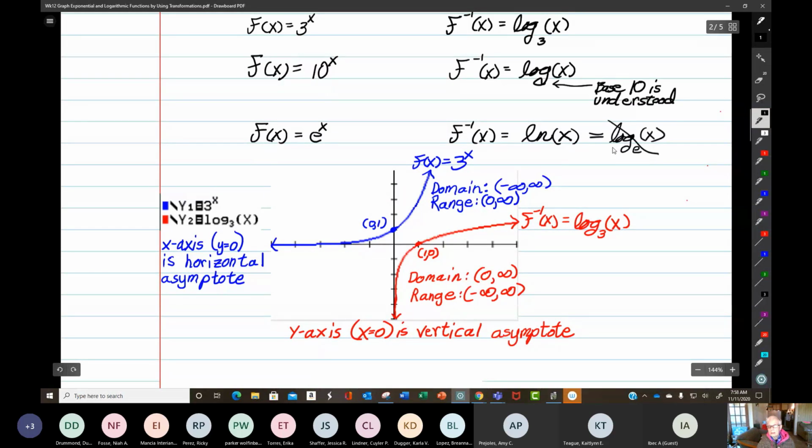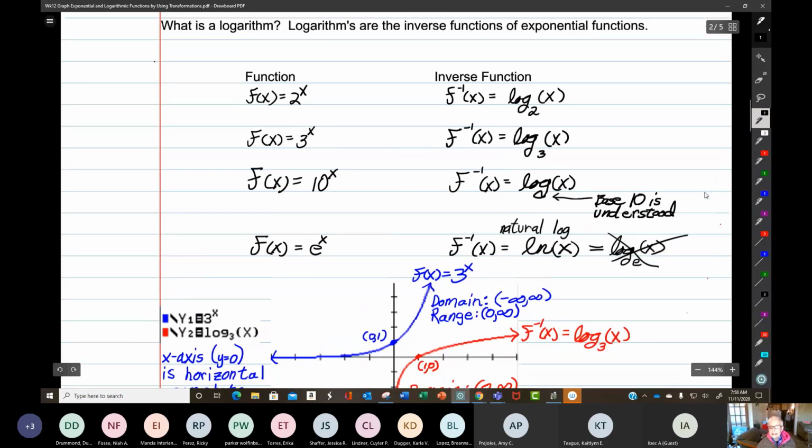But we don't write this. We write it like this. This is called the natural logarithm. Logarithm is such a long word. Whereas these, especially this, excuse me, is called the common logarithm, because we live in a base 10 system. There's no reason to keep writing 10 over and over again. So it's called the common logarithm.